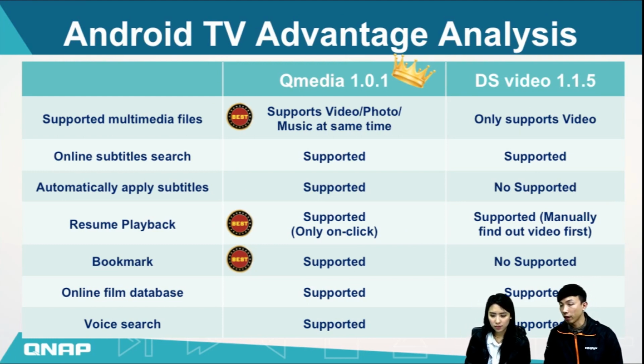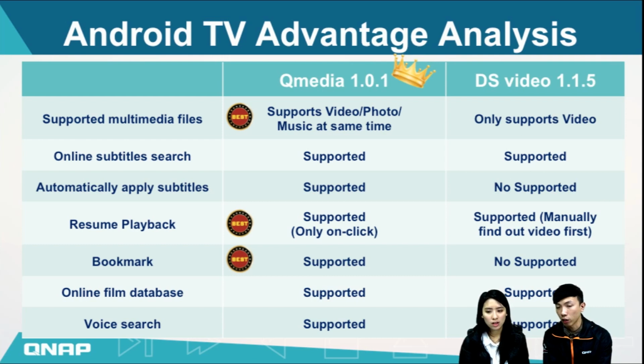Compared with Android TV advantage, QMedia and DS Video, we support multimedia files. We support three different types of multimedia files at the same time: video, photo, and music. They only support video. Online subtitle search, both of us support this feature. Automatically applying subtitles, both of us support this. Oh, sorry, they don't. For resume playback, we support it with only one click. They have to manually find it. Bookmark, we have this feature. They don't. Online film database and voice search, we both support. However, compared across all the features, we support more than our competitor.